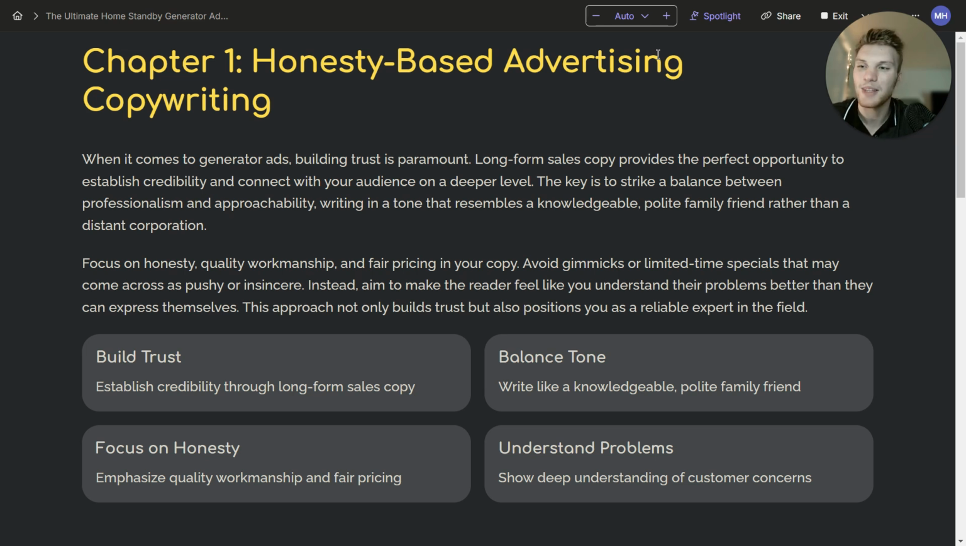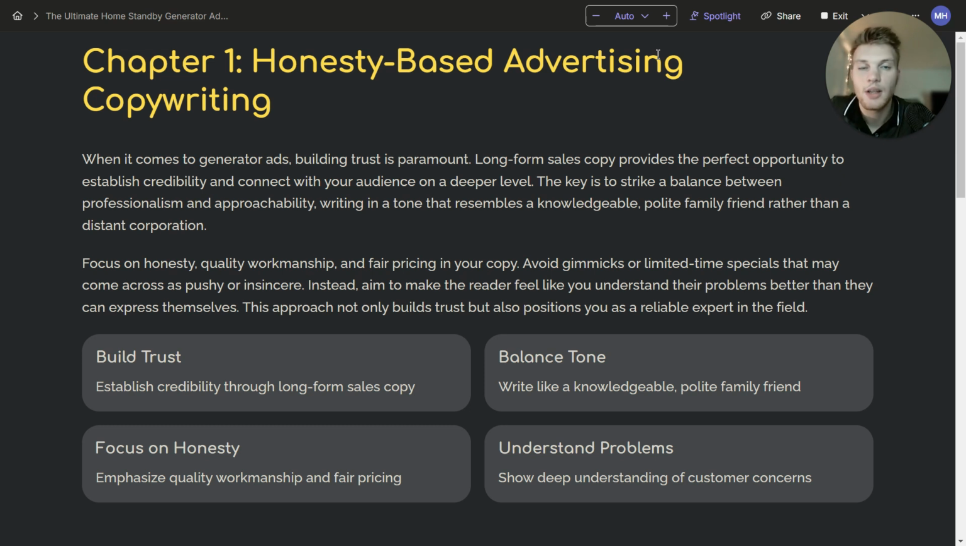So just to recap one last time, because it's so important: one big idea, easy to understand, easy to believe, interesting and unique. Write it like a knowledgeable, polite family friend, but with a somewhat personal tone too. And then really try your best to show that you understand their problems and that you can put them into words even better than the person could themselves, right?